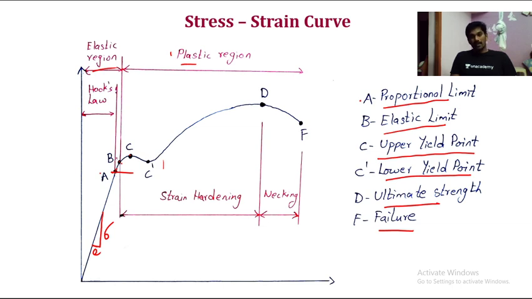In practice, the strain hardening happens up to the yield point only, but theoretically it is mentioned up to the ultimate strength, right? D is called the ultimate strength, and F means failure. So from D to F, the stress will be reduced, and at that point necking will happen. Okay, necking will happen.